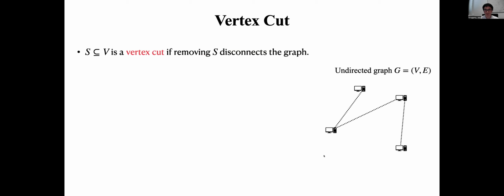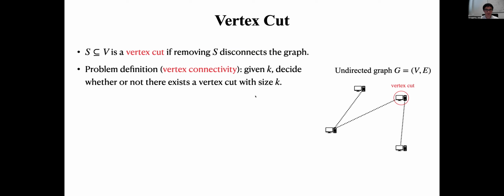And this is the problem we care about. We want to find a small vertex cut in the network. So what is a vertex cut? A vertex cut is defined as a vertex set such that removing it will disconnect the graph. So for example, this is a vertex cut.